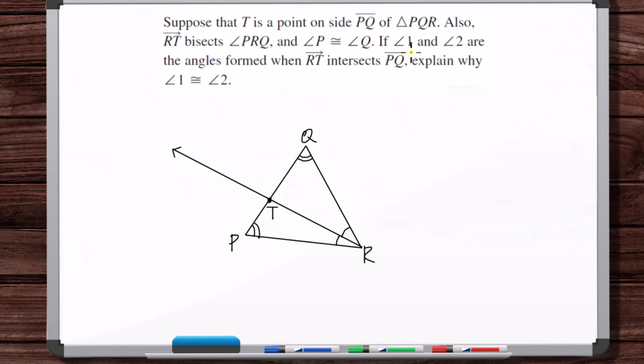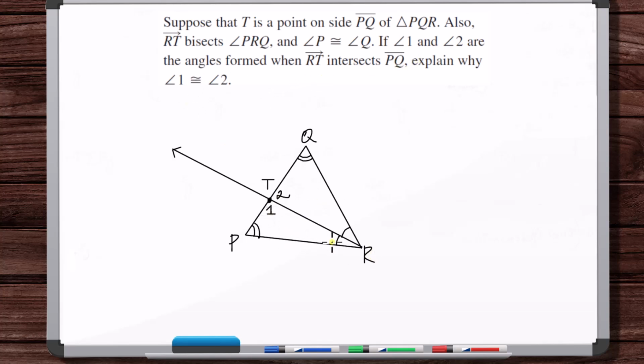Okay, if angle 1 and angle 2 are the angles formed when RT intersects PQ, so this is angle 1 and this is angle 2. Explain why angle 1 is congruent to angle 2. Well, if that's the case, then these are right angles because you have the straight angle here, right? Okay, but how can we explain why this must be true?